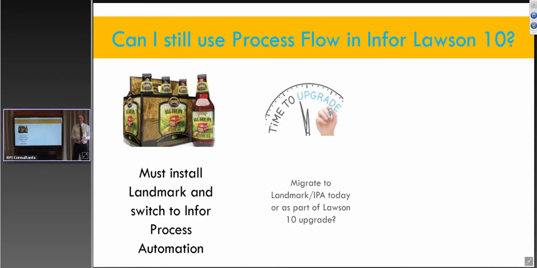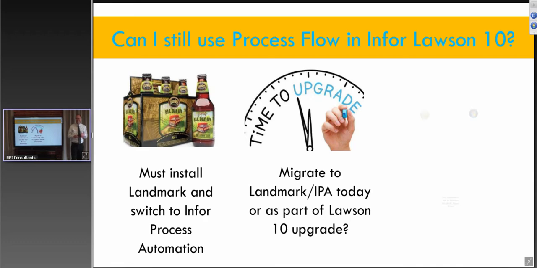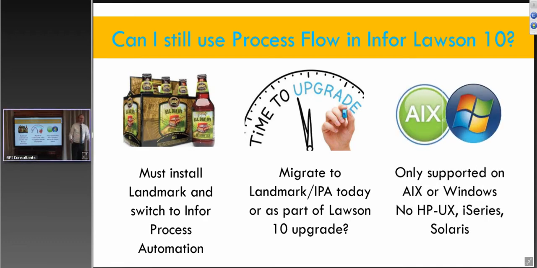All right, moving on. Process flow to IPA, one of my favorite subjects. For anybody that somehow missed this morning's presentation, we'll just touch on this a little bit. Of course, we've all heard that with version 10, if you're using process flow, you must move to IPA. IPA is Infor's next generation workflow product. It's much improved over process flow. You're going to want to be there. You're going to like making the switch.